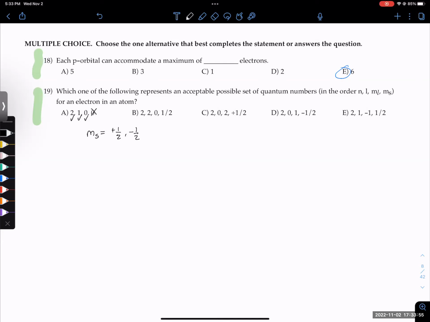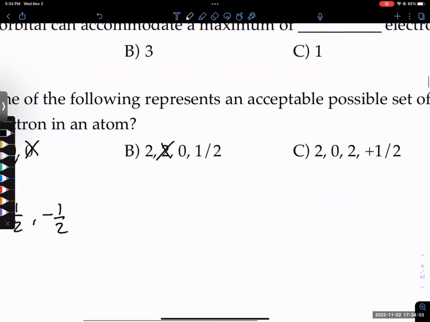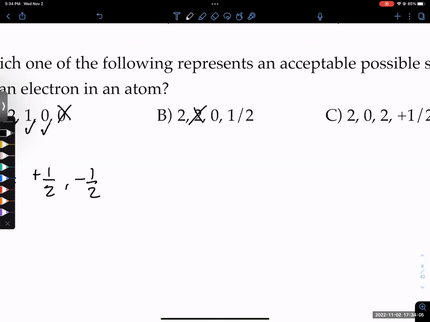Okay, what about B? It's not right because if n is 2, l should be 2. Yes, exactly, right there, because, like you said, the only values for l are what?